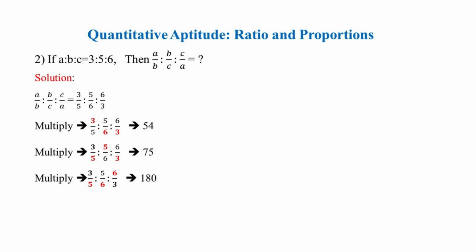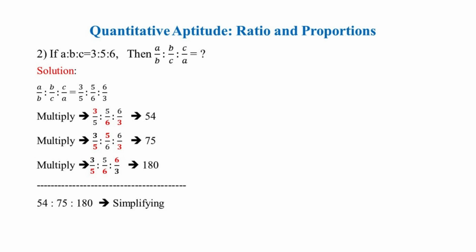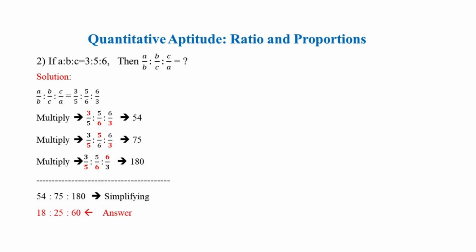Then in the next step, whatever 54, 75, 180 we got, we have to write in A is to B is to C proportion. After that, we have to simplify that to get the final answer. 18, 25, 60 is the final answer.